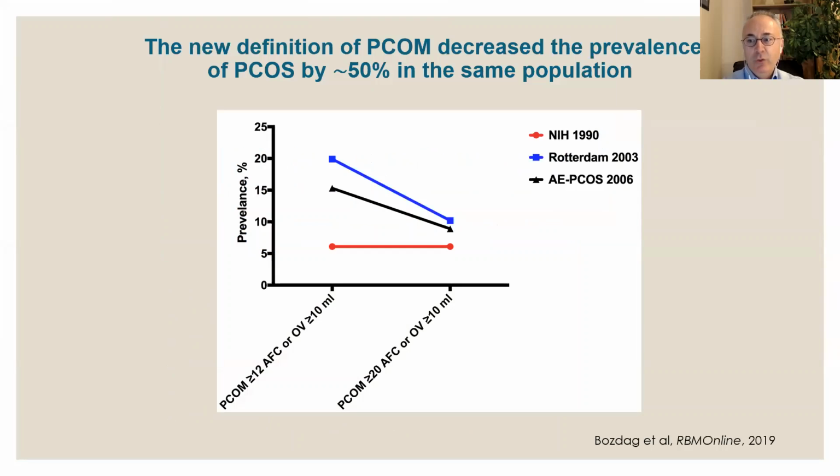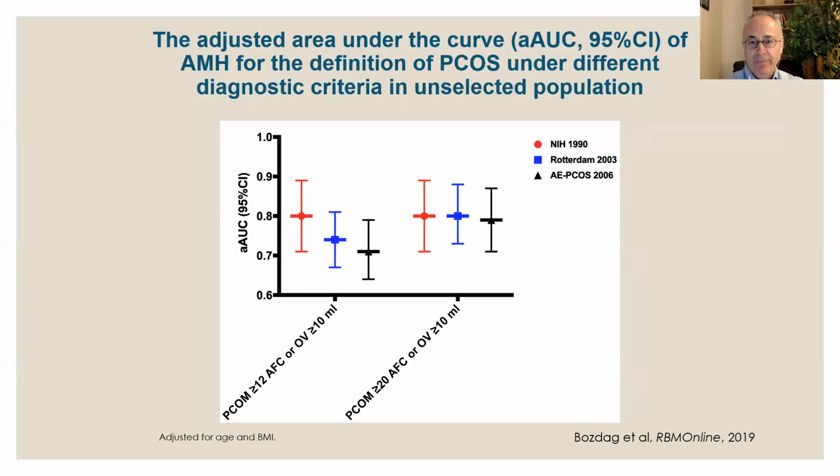If we use the new PCOM criteria, what we observe is the prevalence of PCOS would be reduced by 50%, mainly due to a decrease in numbers defined by Rotterdam and androgen excess and PCOS criteria. If we look at the adjusted area under the curve, by the way, all the data I'm showing you here are adjusted for age and BMI. That's what we need to do.